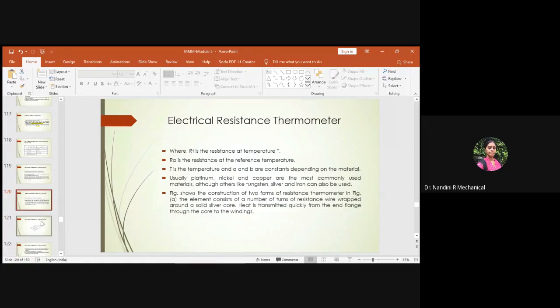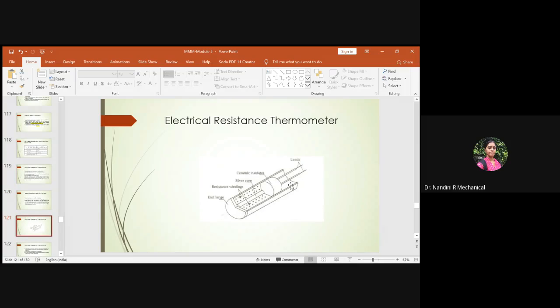So this is about figure A. This element is made of silver, and the silver core is wound with turns of resistance wire. Here heat is transmitted quickly from the end flange through the core to the windings. It is transmitted very quickly from the end of the flange to the core, and from the core to the windings. Okay.